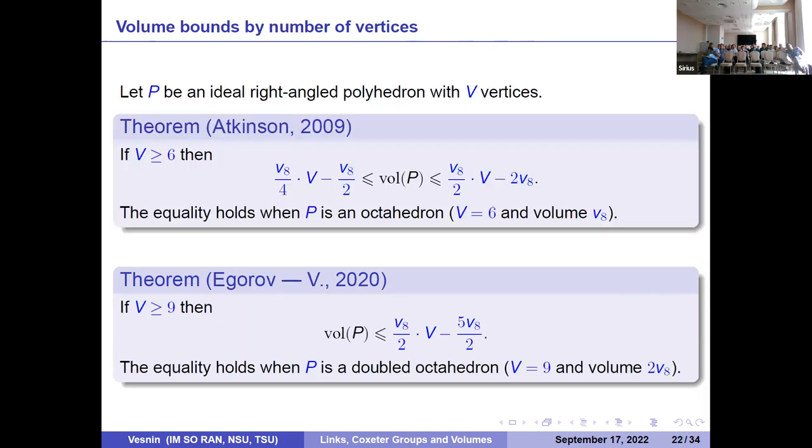Since combinatorics was very important, it is natural to ask what we can say if we know some combinatorial properties of a polyhedron. For example, if we have an ideal rectangular polyhedron, what can we say if we know the number of vertices? The first result in this direction was obtained by Atkinson, in his PhD thesis in 2009. He obtained lower and upper bounds. If you have an ideal rectangular polyhedron with V vertices, we have a lower bound and an upper bound, and equality holds if and only if we have the octahedron, so V equals 6.